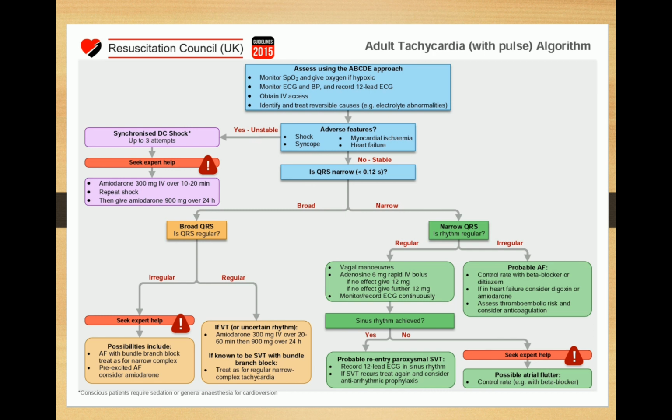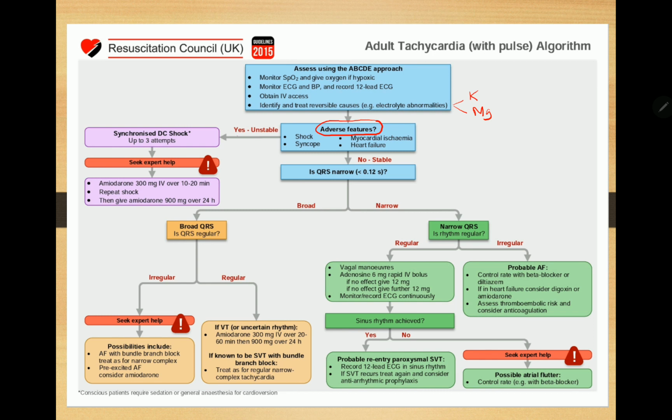So now we need to manage them using, first of all, the ABCD approach and do the basic things, the most important of which would be correcting any electrolyte abnormalities. The most common of which that we need to have a look at is the potassium and magnesium, among other electrolytes. Then we need to see if they have got any adverse features or not.